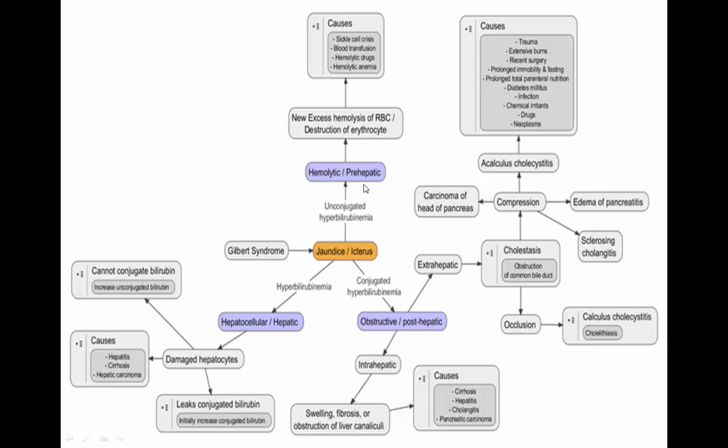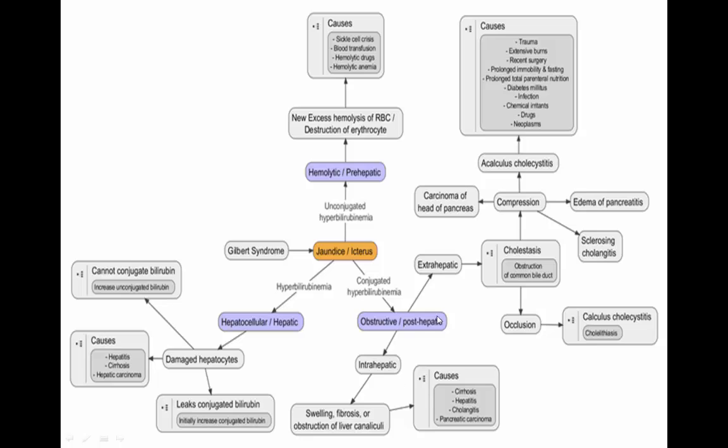Then you have intrahepatic, which it says could be extensive burns, surgeries, diabetes, drugs, neoplasm, cholecystitis, cancers of the pancreas, pancreatitis, obstruction of the common bile duct. That would give you as well, in addition, cirrhosis of the liver, hepatitis, cholangitis, pancreatic carcinoma.